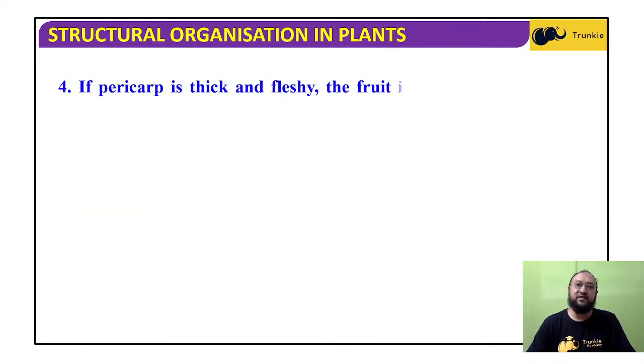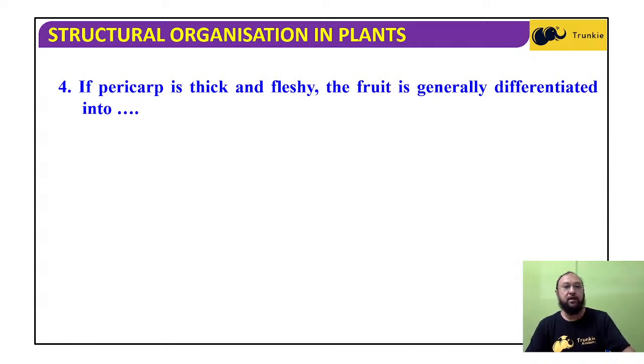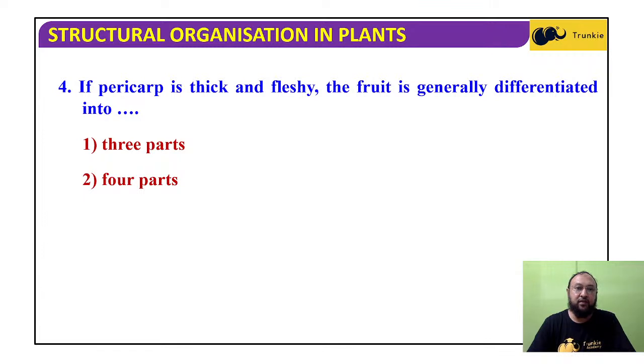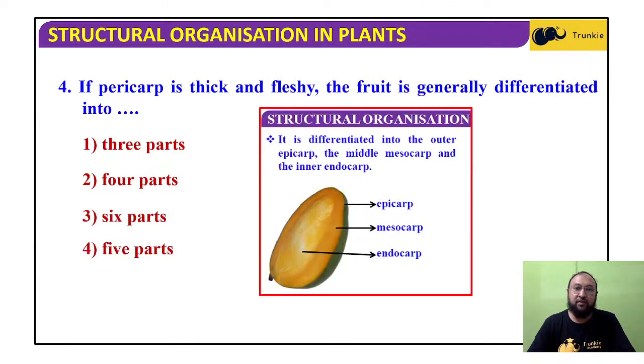Now, if the pericarp is thick and fleshy, the fruit is generally differentiated into three parts: epicarp, mesocarp, and endocarp. This is important for exams. I told you the pericarp consists of epicarp, mesocarp, and endocarp, the three parts.